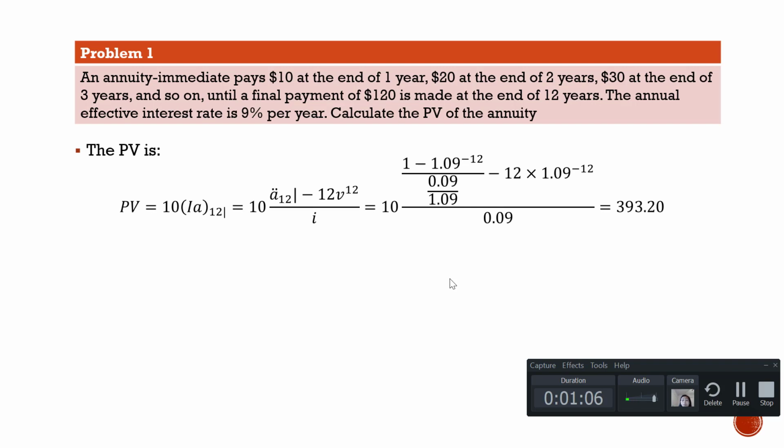So the present value of this is just 10 IA12 because this is an increasing annuity. So it's 10 times IA12, and we use the formula of increasing annuity: (a double dot 12 minus 12 v to the 12)/i. And this becomes 393.20. Let me explain these terms. The first term on the numerator is a double dot 12, because this is 1 minus v to the 12 over d, and d is i over 1 plus i, so 0.09 over 1.09 is d. Using a calculator, we find the answer is 393.20.